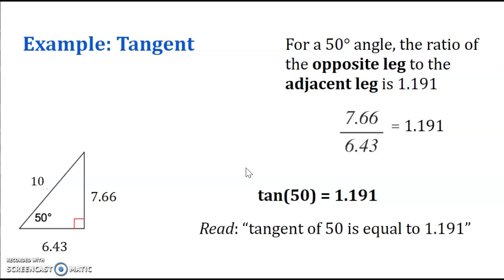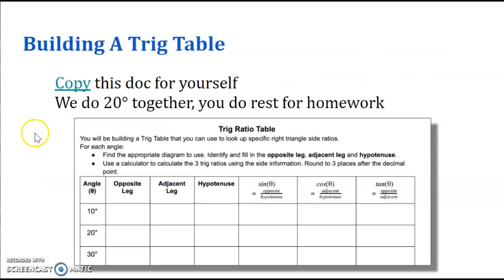We read this as tangent of 50 is equal to 1.191. Okay, so right now you are going to make a copy of this document for yourself. We're going to do 20 degrees together, but you do the rest for homework. So here we go.